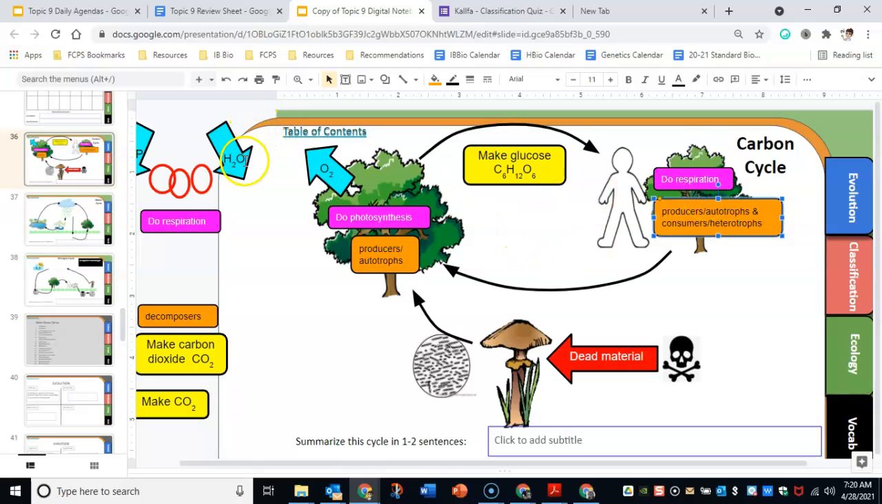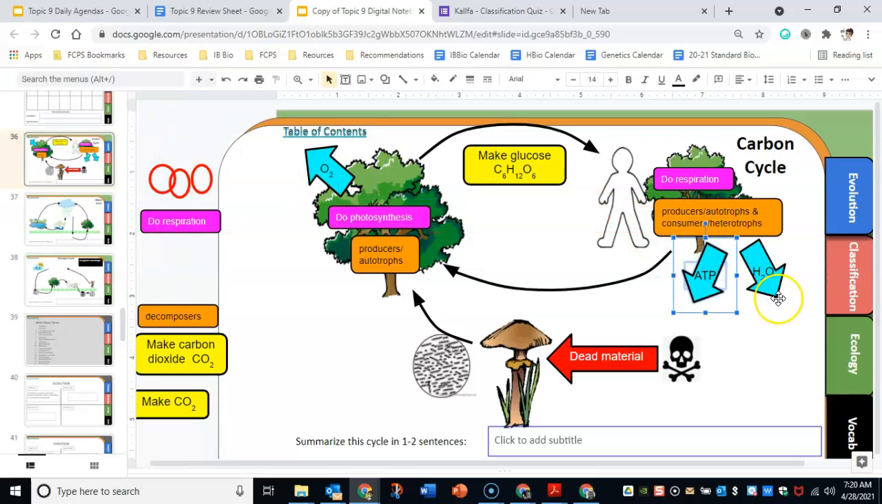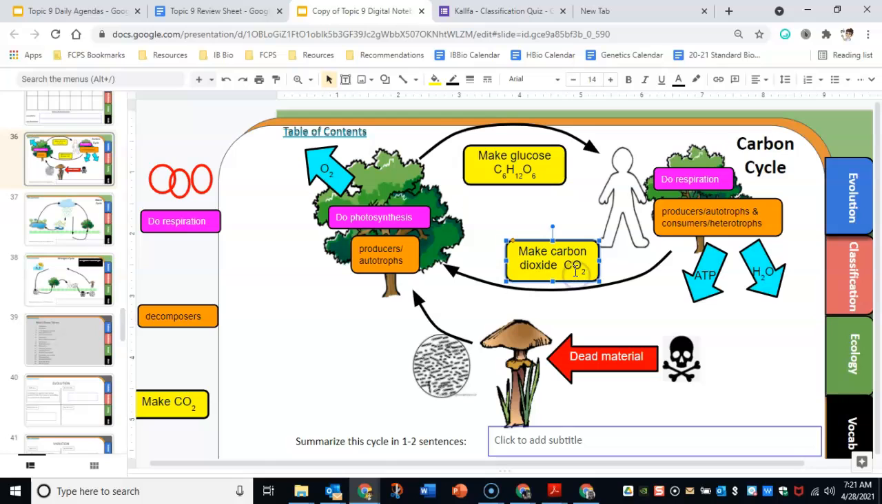And one of the pieces that comes out of that would be water and also energy. Both of those come out of cellular respiration. That's just something that happens that we've learned about before. And also, one of the offshoots is that after cellular respiration, they make carbon dioxide, which goes into photosynthesis, and all of this makes a really nice cycle.